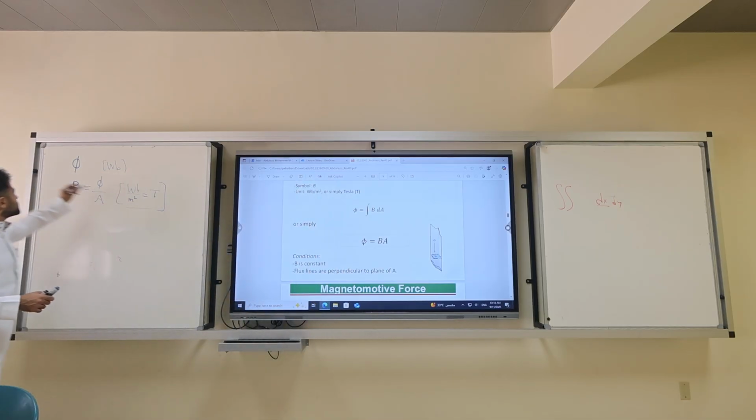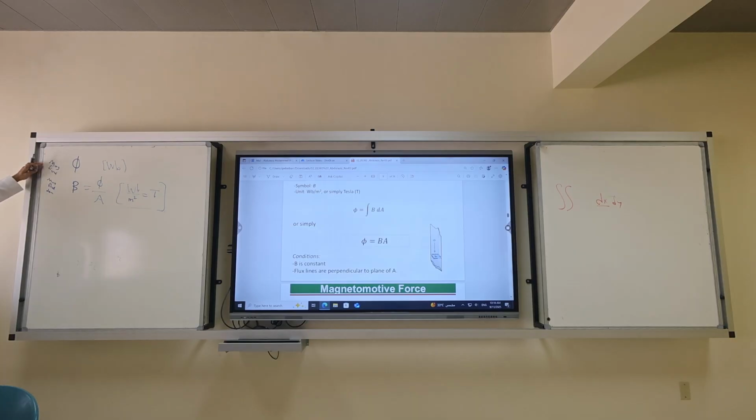Okay, so this is magnetic flux, this is magnetic flux density. We had H, what was H? Magnetic field intensity. There is a difference between the magnetic field and the magnetic flux, just like there is a difference between the electric field and the current. Get it?